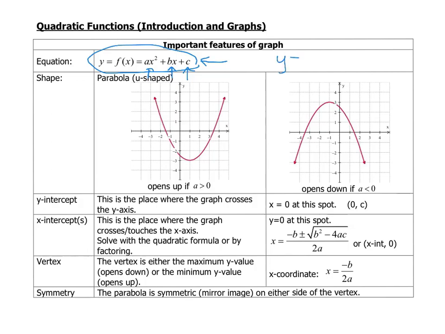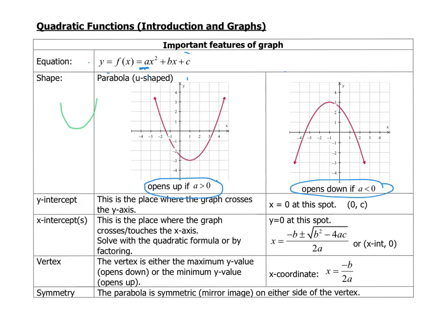So we could have something like y equals x squared plus 3, which would be a quadratic, but y equals x plus 3 would not be a quadratic. That would be a linear function. It has to have that x squared term. The graph of a quadratic is this parabola shape, and if the coefficient of our squared term is positive, our parabola is going to open up, and if the coefficient of our squared term is negative, our graph is going to open down.